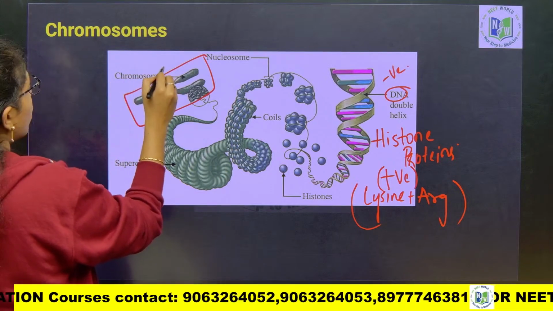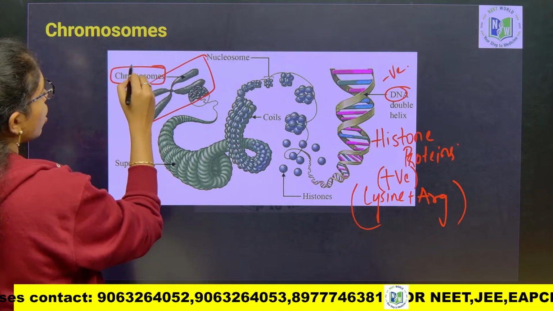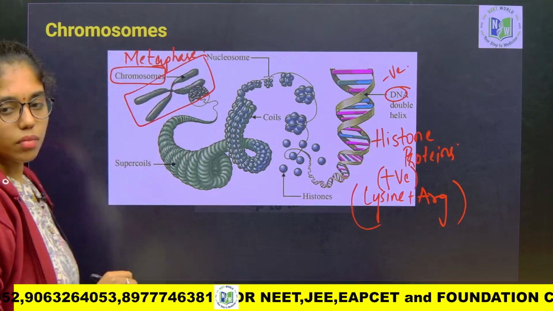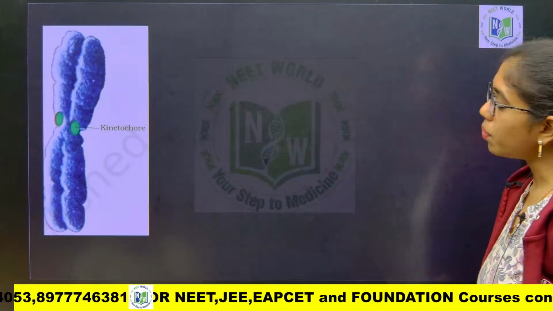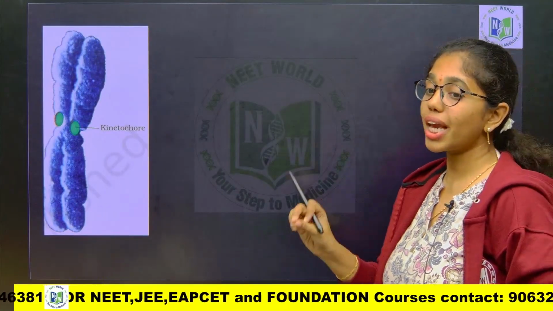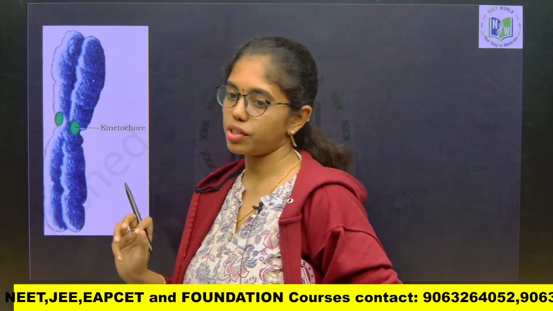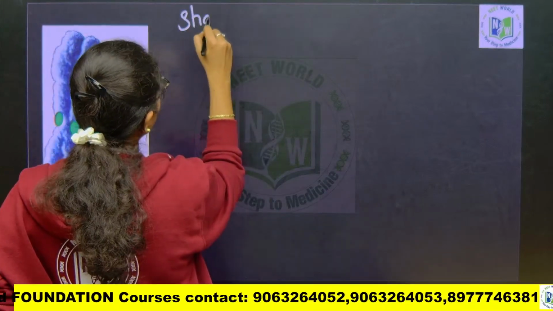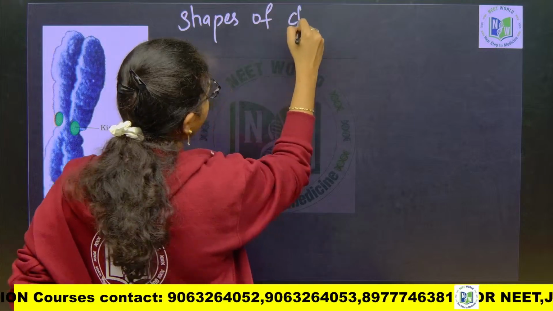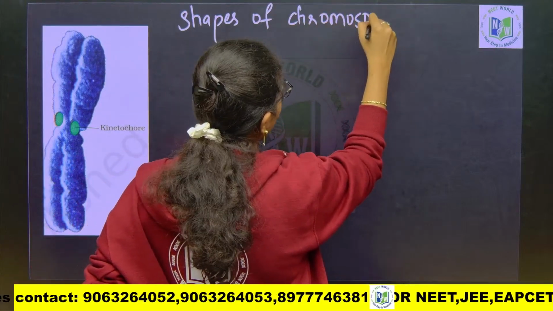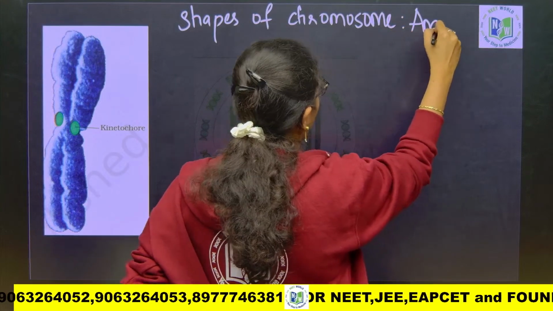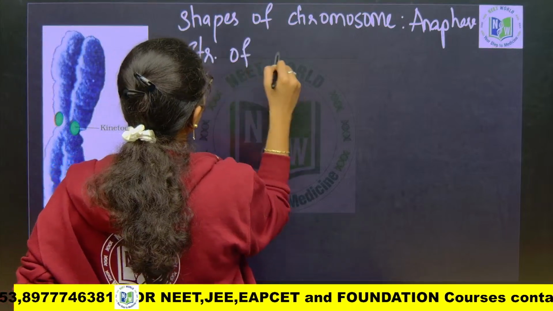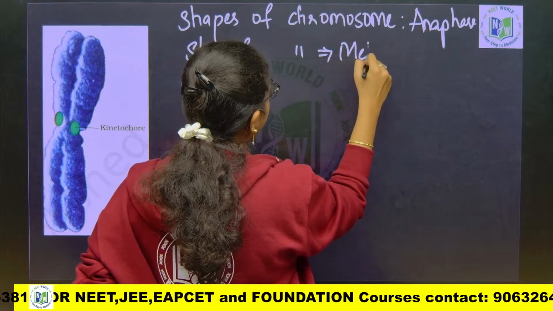No, no. The structure of the chromosome, the clear structure of the chromosome, is seen in the metaphase. Shapes of the chromosomes are clearly seen in the anaphase. Remember that. So, take down that statement. Shapes of the chromosome are clearly seen in the anaphase. Structure of the chromosomes is clearly seen in the metaphase.